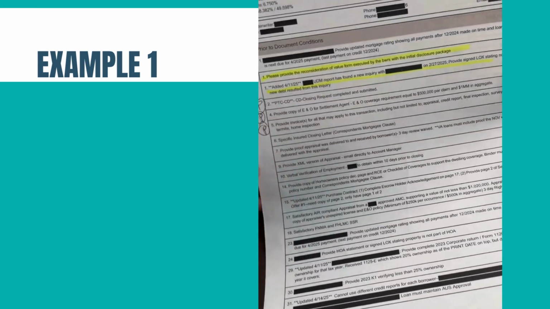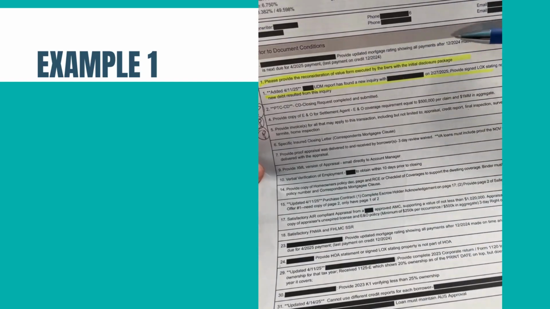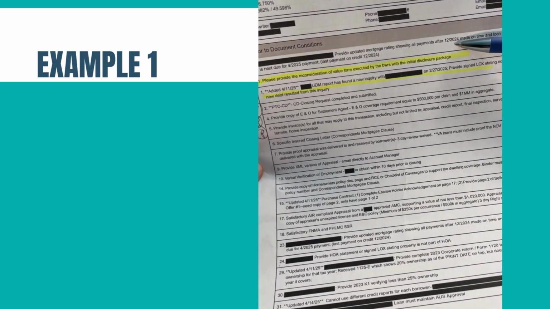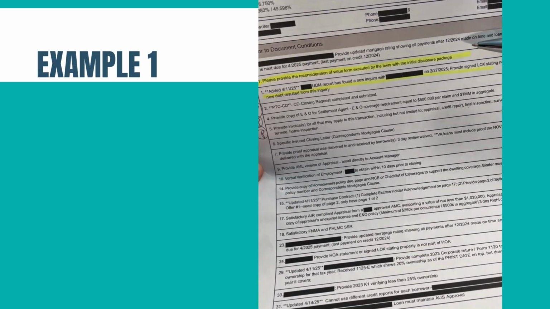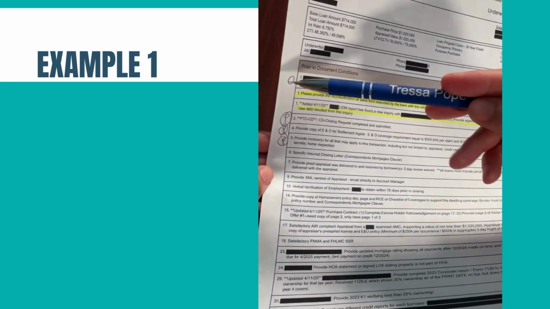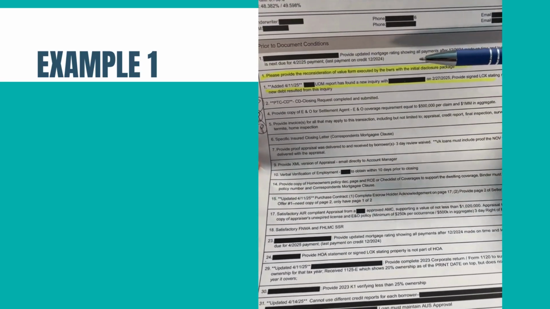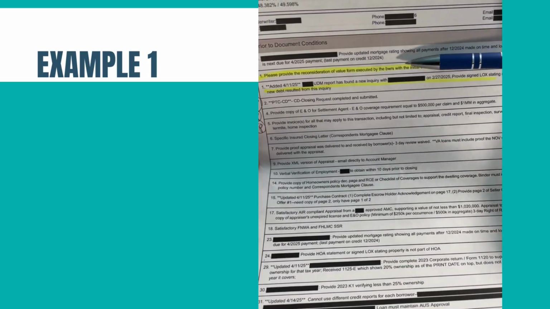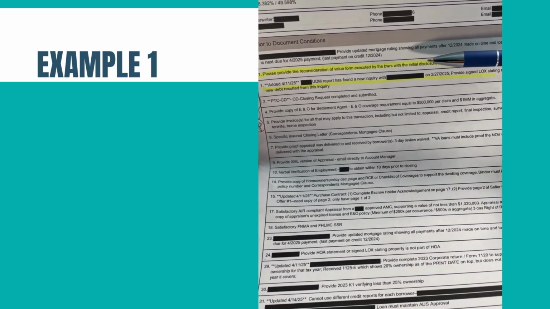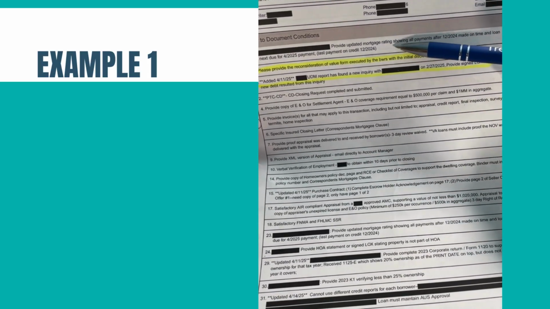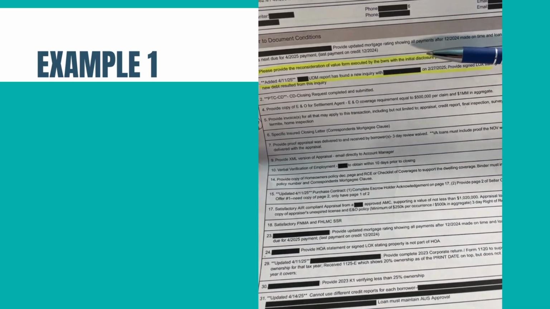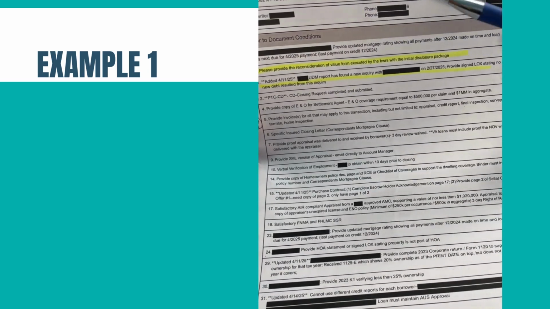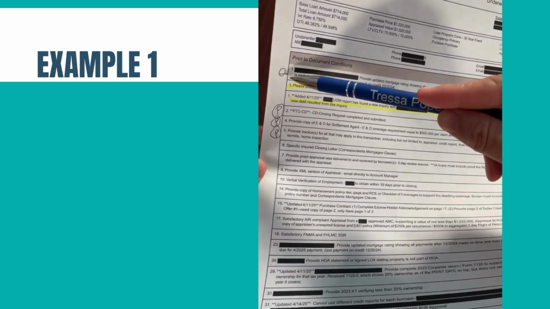So the first condition on here was, please provide updated mortgage rating showing all payments after December 2024 have been made on time. The reason I have a question here is, is this something I need to get from the borrower, or is the processor going to request a mortgage rating from the credit report company? That's called a credit supplement. If that's the case, then this Q turns into a P.